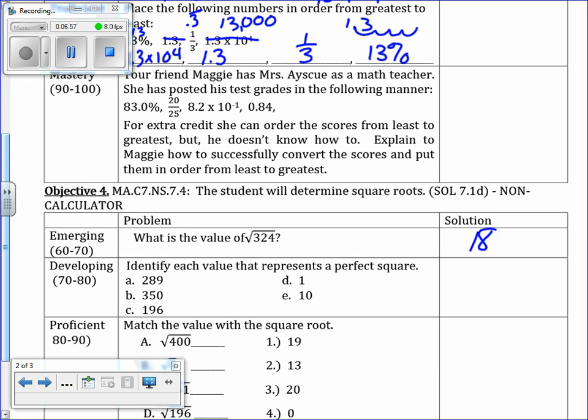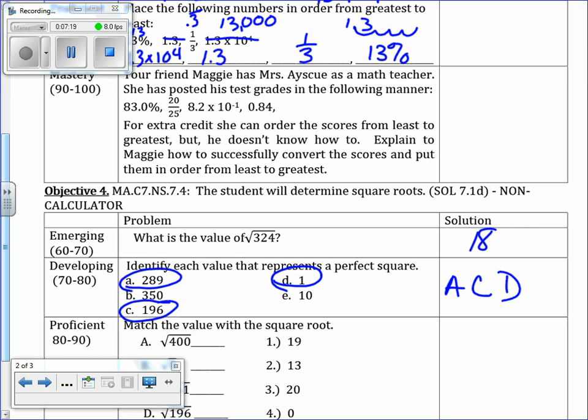Identify each value that represents a perfect square. 1 is a perfect square. 196 is a perfect square. 289 is a perfect square. So we have A, C, and D.